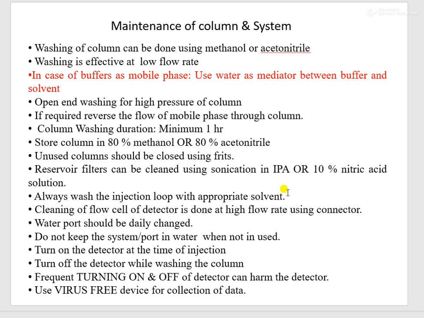Cleaning of the flow cell is done at high flow rate using a connector. If some impurities are there in the detector, they will show you some peaks. So if you want to remove them, remove the column, use the connector or union or coupler, and operate the system at high flow rate. So what will happen, your impurity will be removed from the detector.